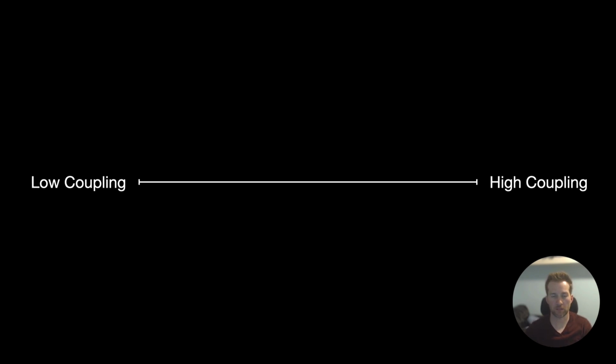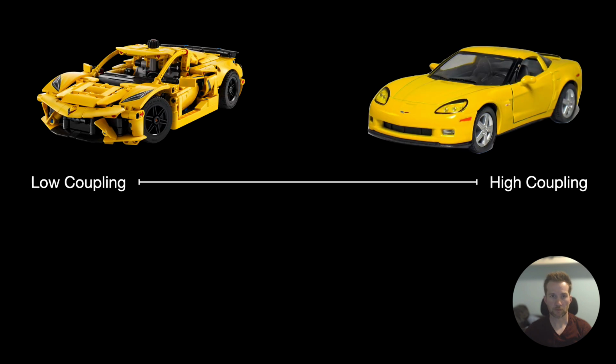Like so many things, it depends on context. There are trade-offs with both, and we want to be clear about what those are so we can make informed decisions. To better understand these trade-offs, let's take a look at the world of toys for an example. Let's take a single toy car and compare two different approaches for building it. On the left, we have the Lego way, the quintessential low coupling example. It's very modular and very fun.